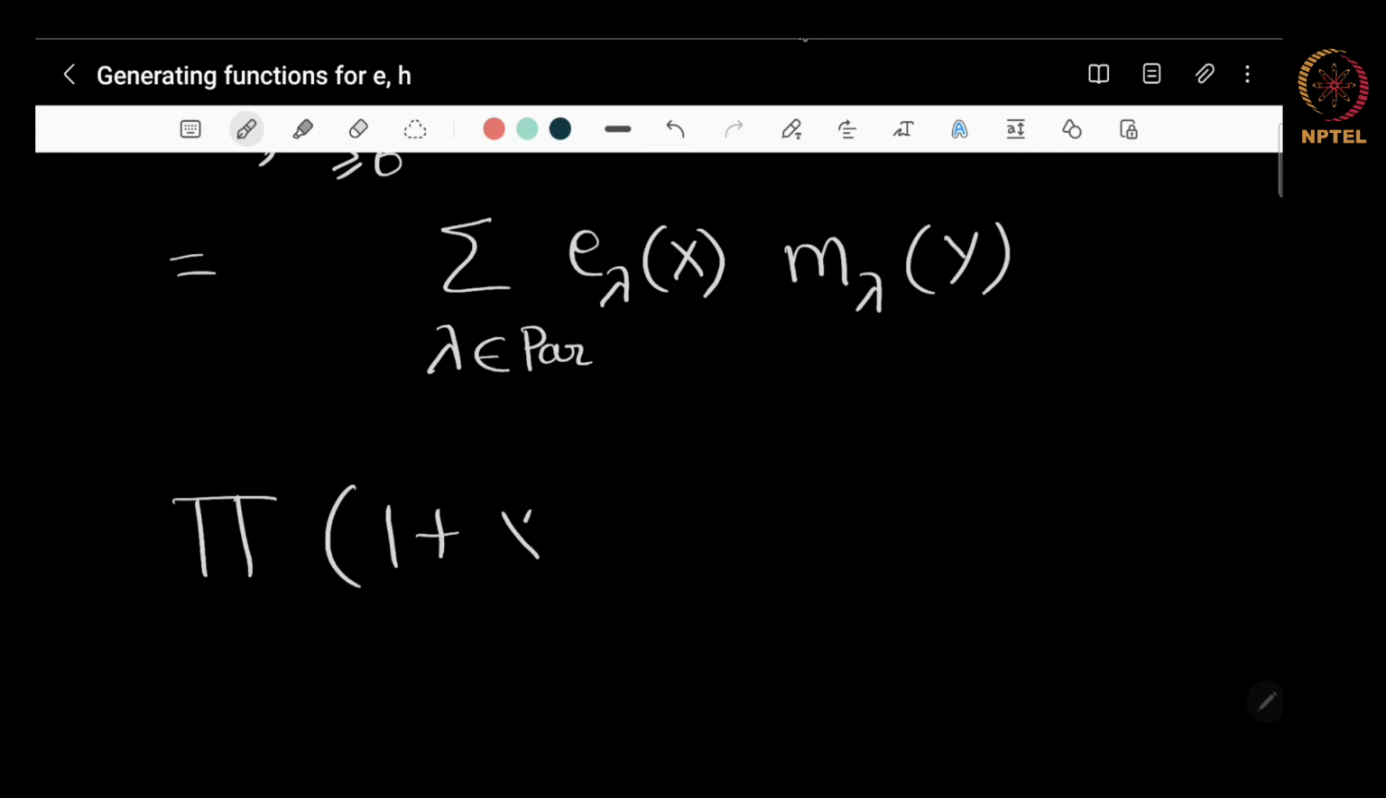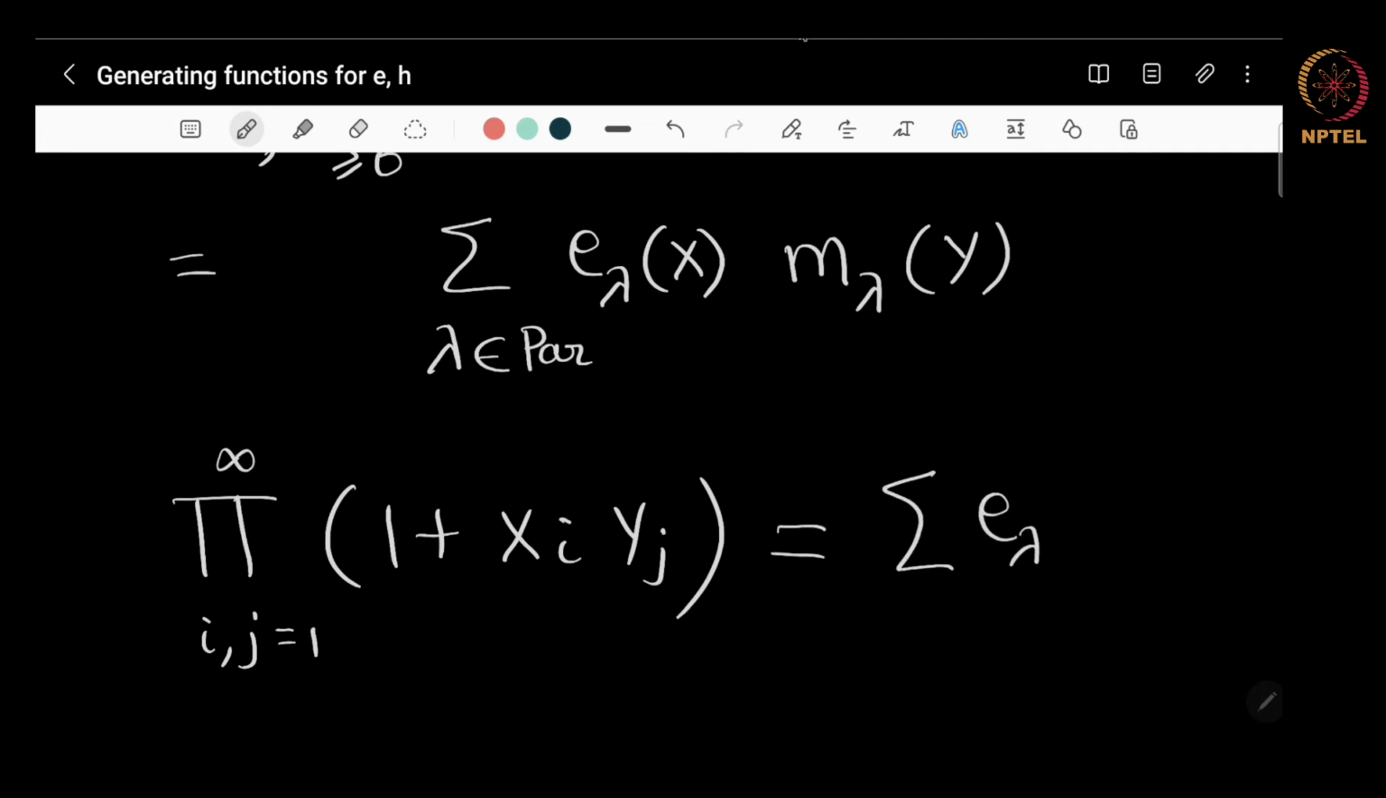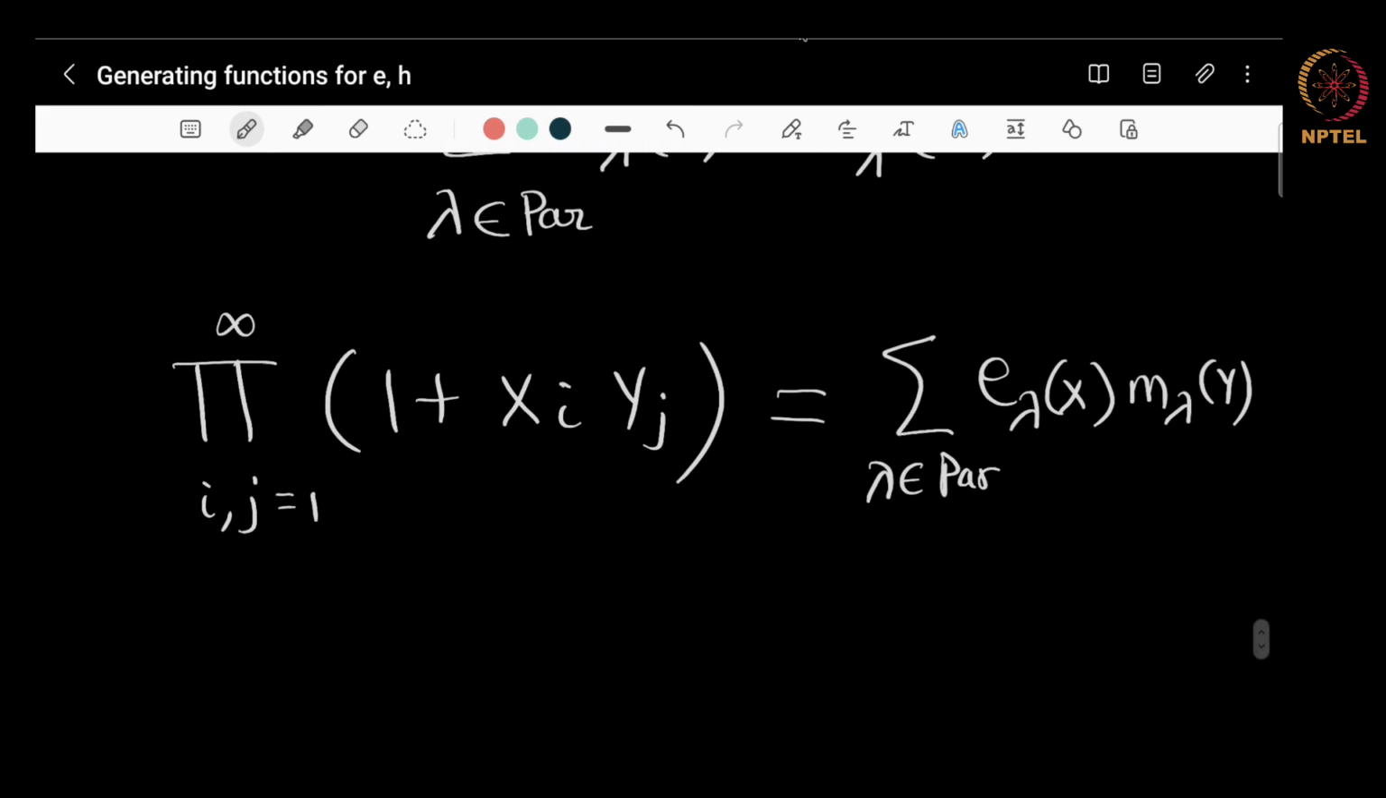Okay, so this is the final thing that we have concluded here, that if you take the product of 1 plus xi yj, right, this is the product of E of yj's. Now this is over all i, j running from 1 to infinity. This just becomes a summation of E lambda of x, m lambda of y, running over all partitions lambda. So you can think of this as a generating function for the E lambdas as opposed to just the En themselves.